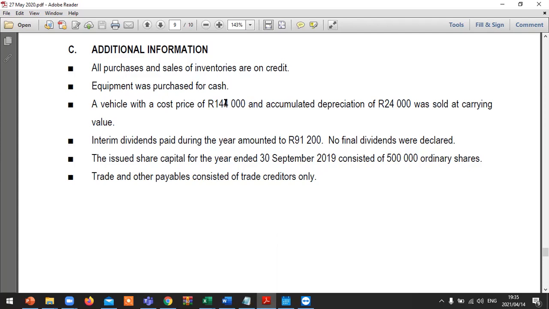Okay, let me take you back to yesterday's exercise. If you can remember, they only gave us the carrying value of that equipment that was sold. So now in this case, they gave us the cost price together with the accumulated depreciation. What is the reason for that? It's because they want us to calculate the carrying value. So is it possible to be given the cost price only? No, it is not. The only thing that you can be given is the carrying value, just like yesterday.